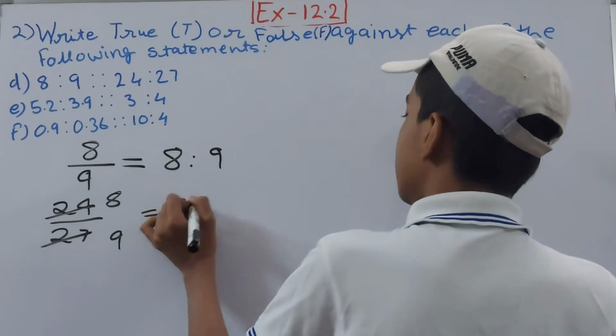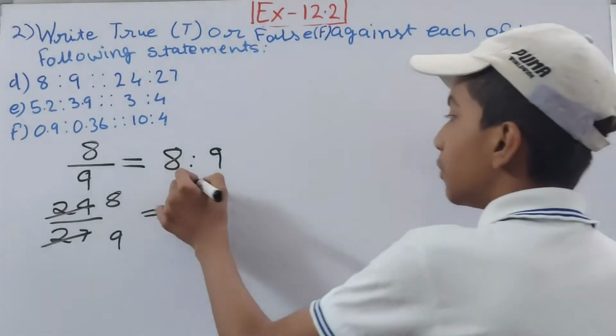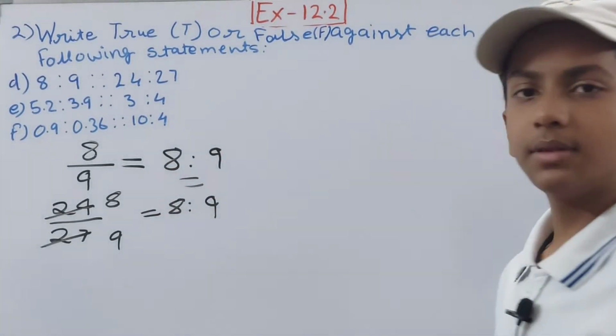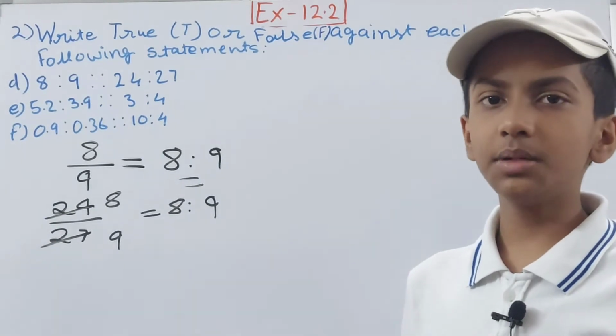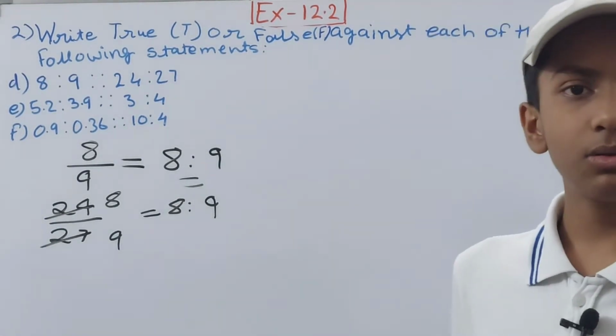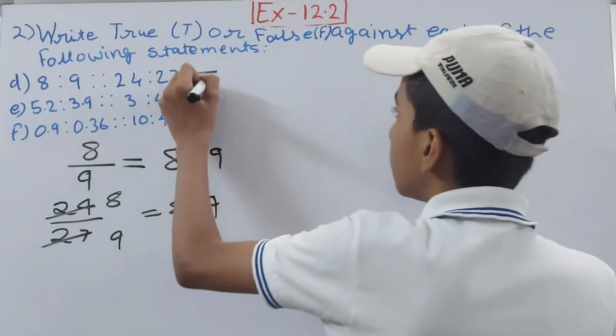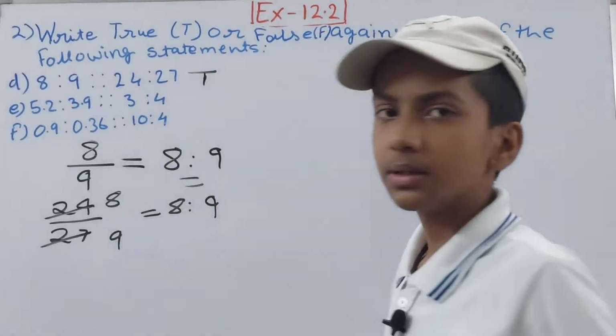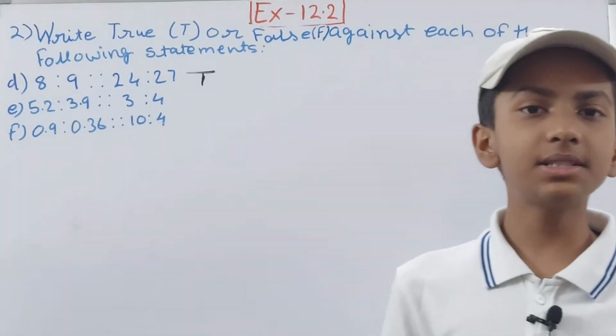So you get 8 is to 9. So you can see that both of these are equal, and that means that these numbers are in proportion, which it is saying here clearly. So that means the statement also is true. So you can write here true.